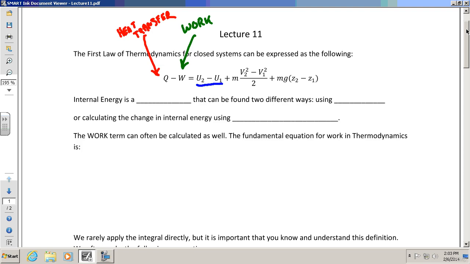We've been spending so much time looking stuff up in tables because we've got to be familiar with our property tables so that we can look up our U's, and later on look up our H's. We've got to be able to look those up in property tables to apply the first law. But then there's heat transfer and there's work.